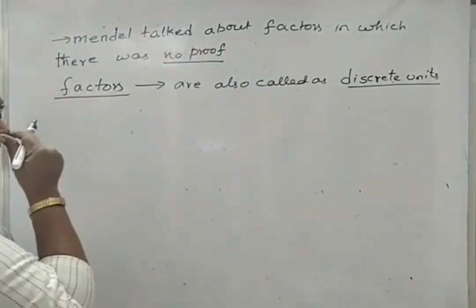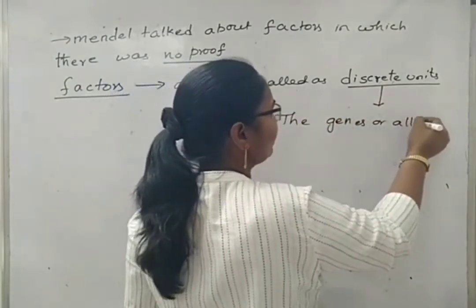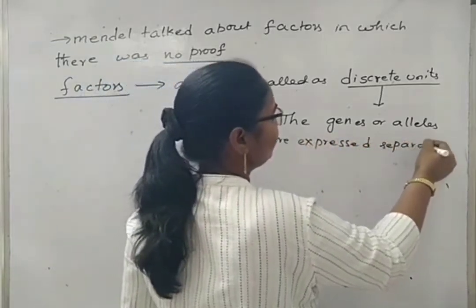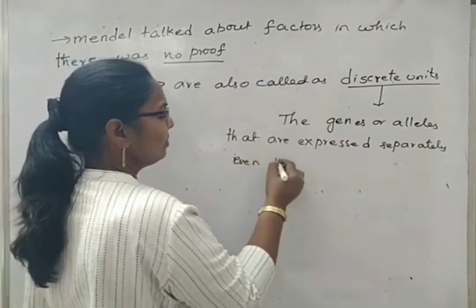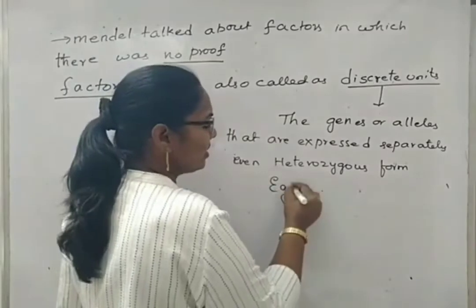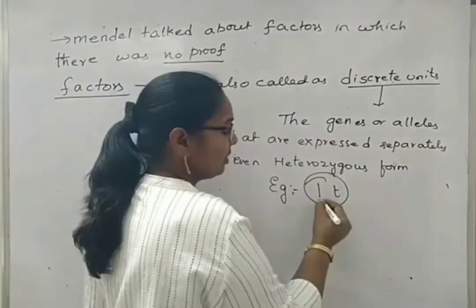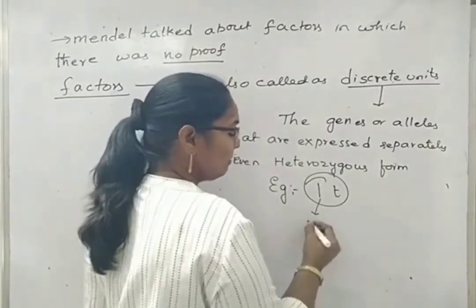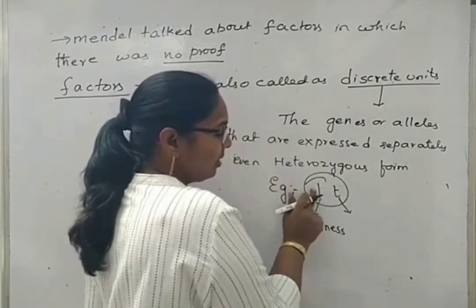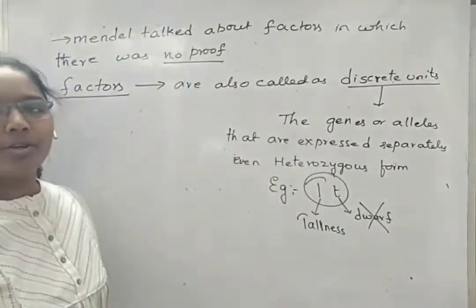So discrete units means the genes or alleles that are expressed separately even in heterozygous form. Suppose we take one example: a combination of alleles, one dominant allele and one recessive allele, considered as a gene in an organism. Now, the dominant allele will be expressed since it is responsible for the phenotype, that is tallness. And the recessive one is getting suppressed. It is not exhibiting its own characteristic feature, because it is not expressed in the presence of the dominant allele.